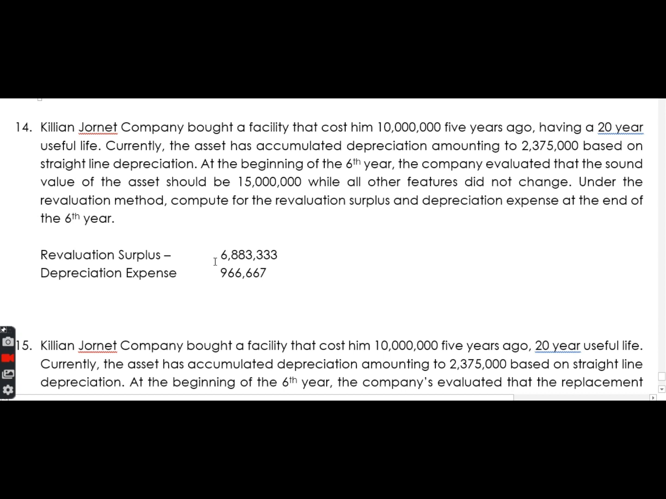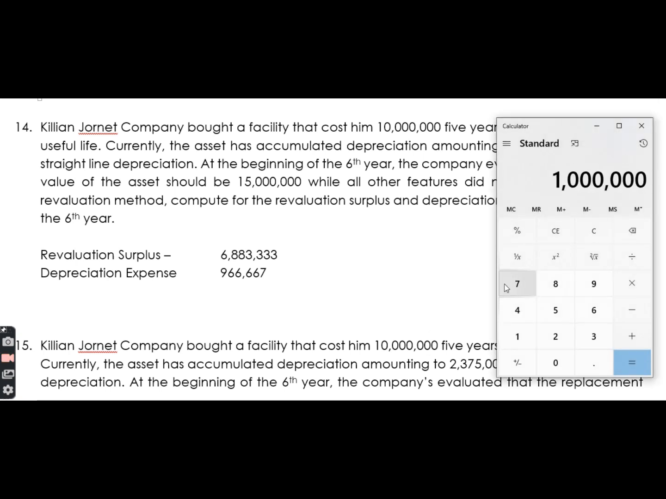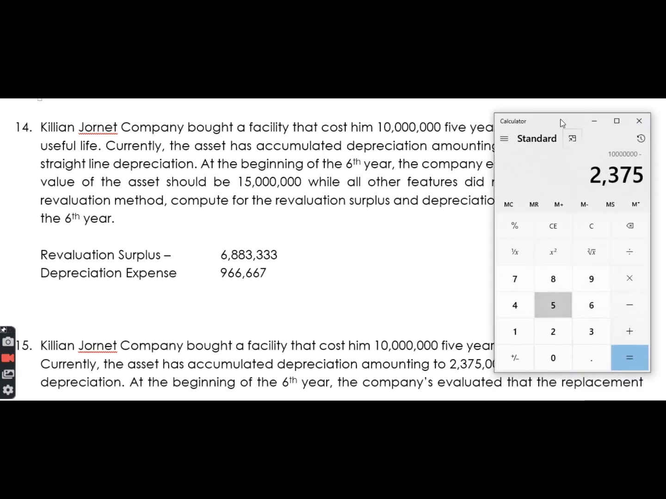Ano ang mangyari dyan? So, basically, ganito ang gagawin natin. Accumulated depreciation is 2375 for 5 years, di ba? So, mag-work back tayo. Kailangan nating alamin kung magkano yung carrying amount, although given na rin pala, no? So, walang problema. Kasi, accumulated depreciation is 2375. So, pag magko-compute tayo, diretso na lang, 10 million minus 2375. Tama. So, ito yung ating carrying amount.